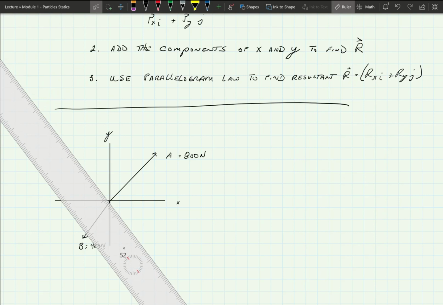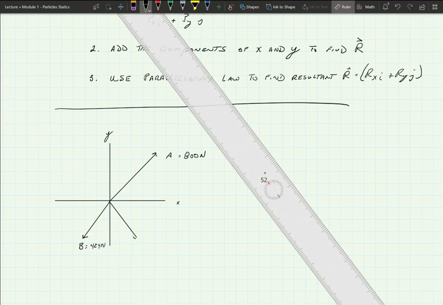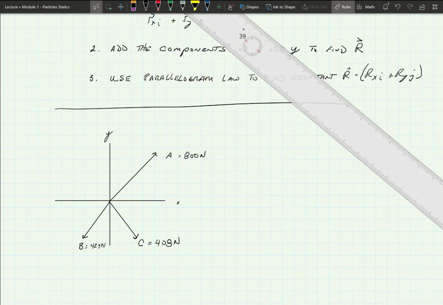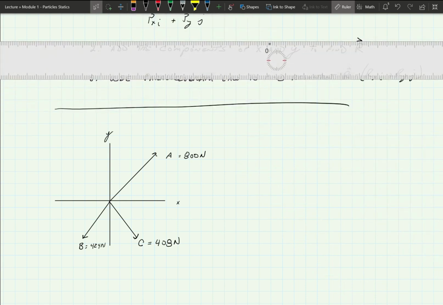Okay, and then just to have the third one in here, we'll put it in here like so. And I'm trying to keep these angles from being something convenient, because the angles aren't really important at this point. It's going to be based on the values we give it for solving some of this stuff. And you'll see this in a second. So we're going to call this one C, 408 newtons.